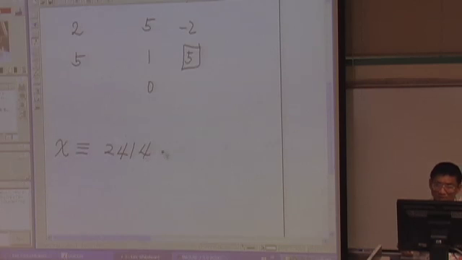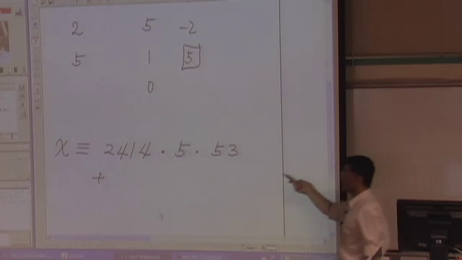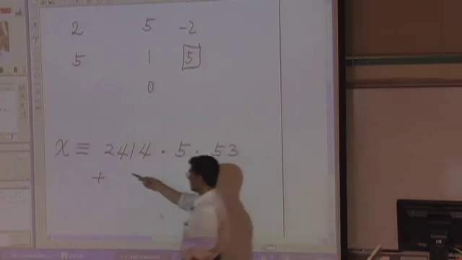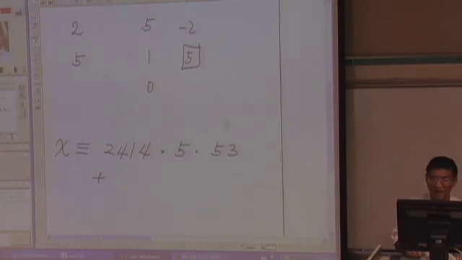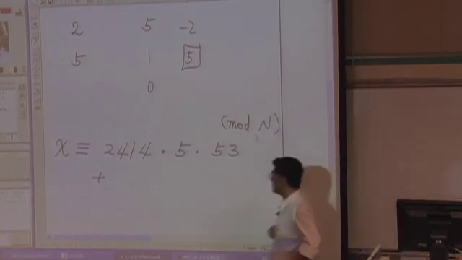Multiply by 5, multiply by 50 something. Do you have the record? 53 plus other terms, right? Because these are tedious, I'm just writing it. And then mod n. n happens to be a big number, right? Mod n. I don't have n recorded, so mod n.